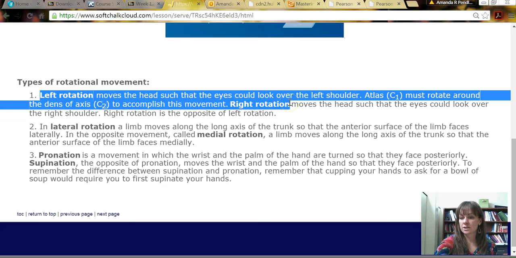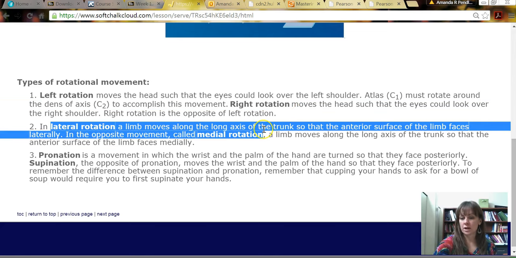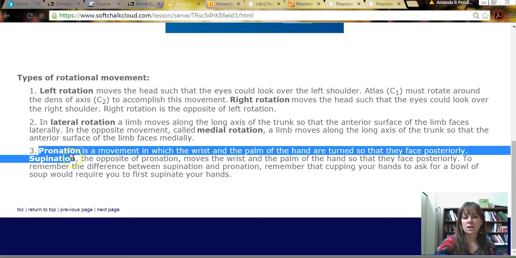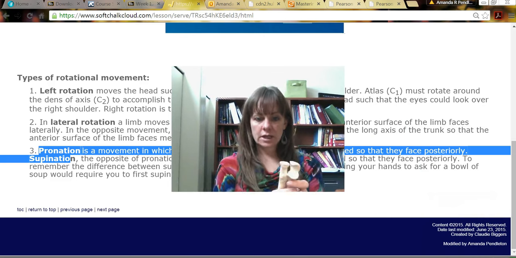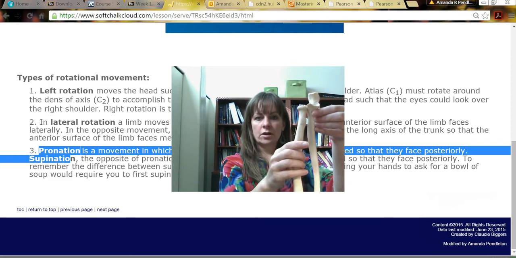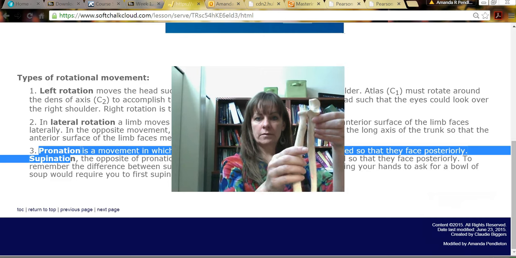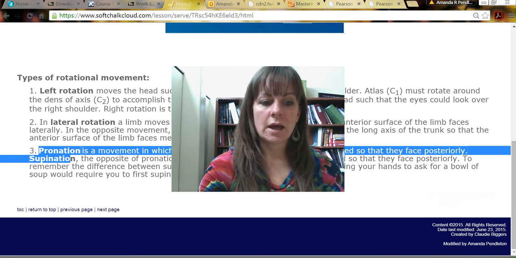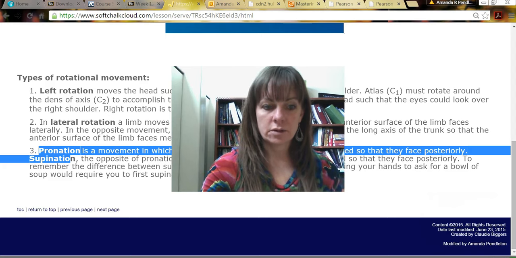Left rotation and right rotation are going to refer only to the head. Lateral rotation and medial rotation, we're talking about the limbs rotating in certain ways. And then pronation and supination is only going to be something that is a rotation that's occurring at the proximal joint between the ulna and the radius. So again, to show you this, by the proximal joint of the ulna and the radius, we're talking about rotation here. Okay, and so let me go ahead and demonstrate these to you.